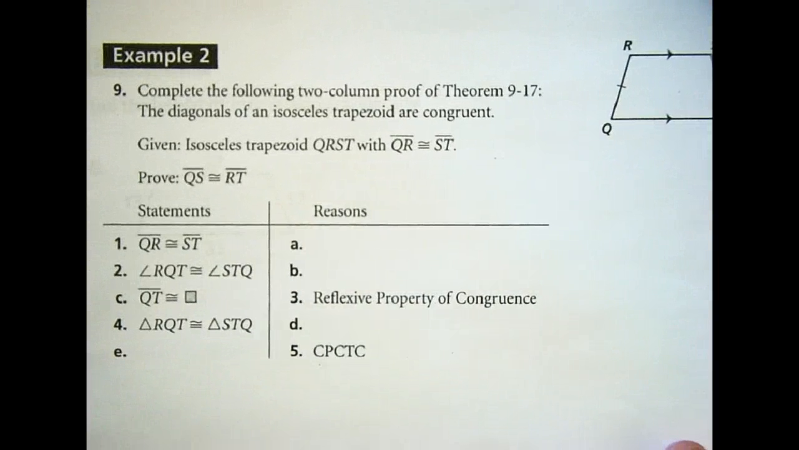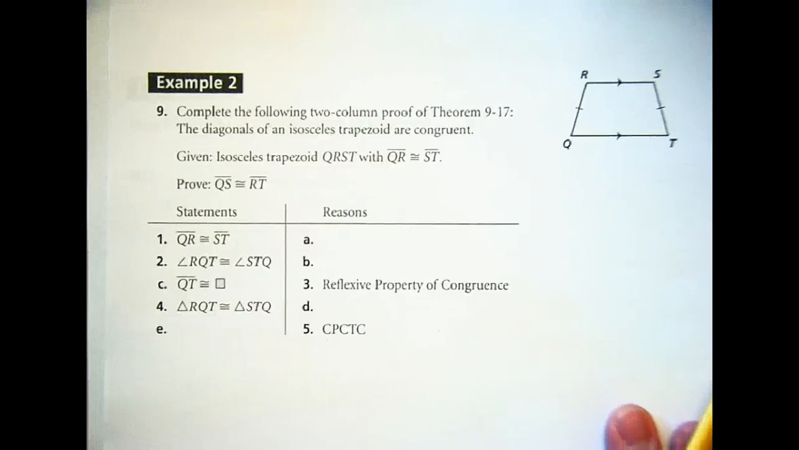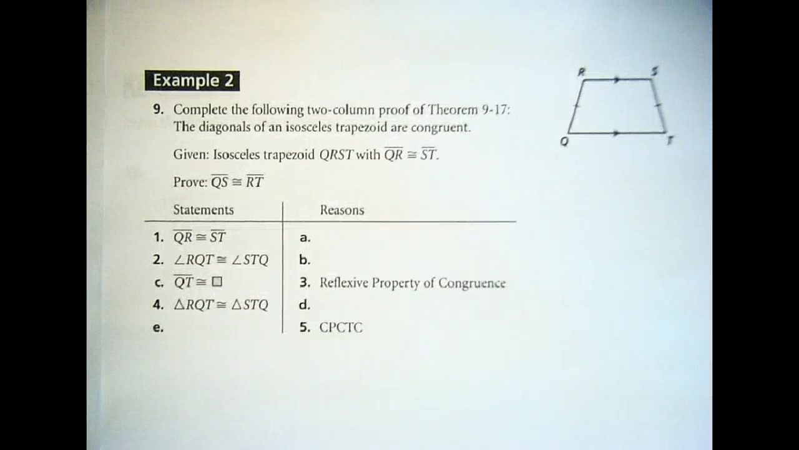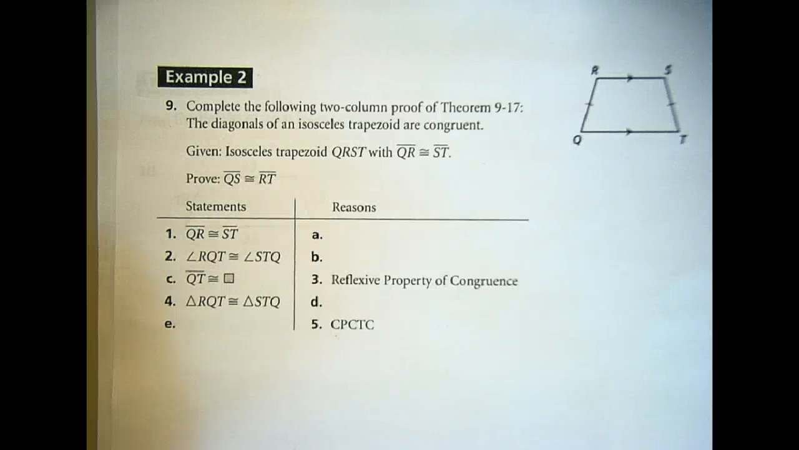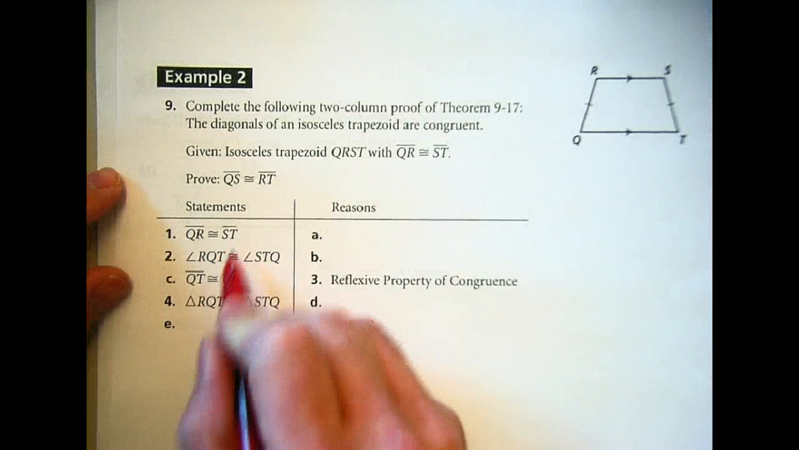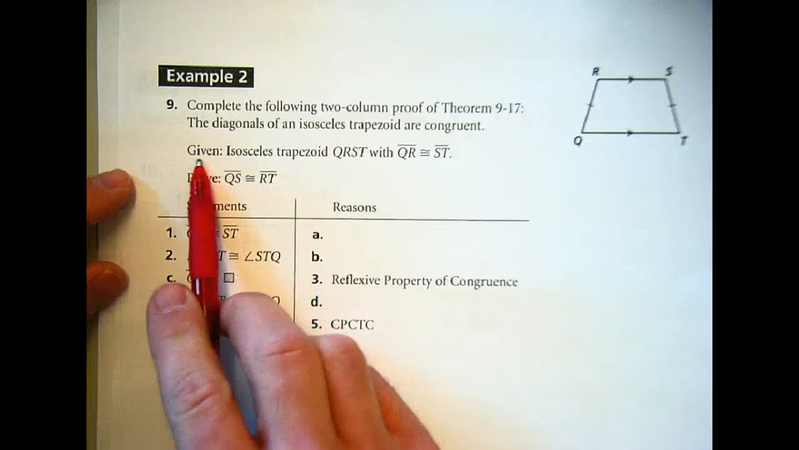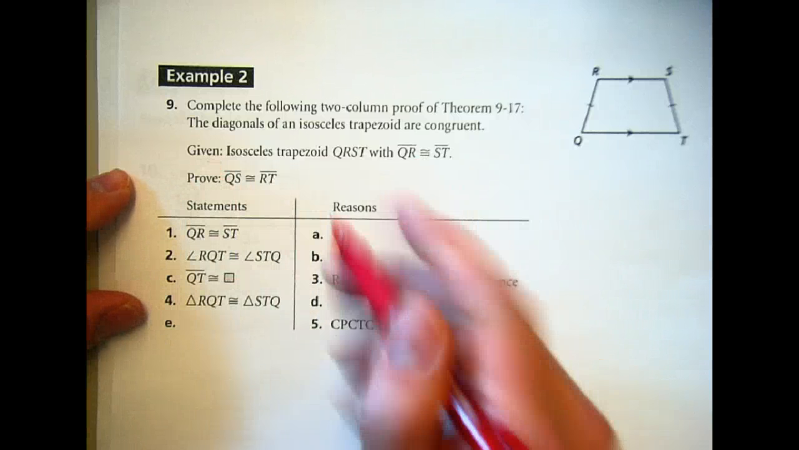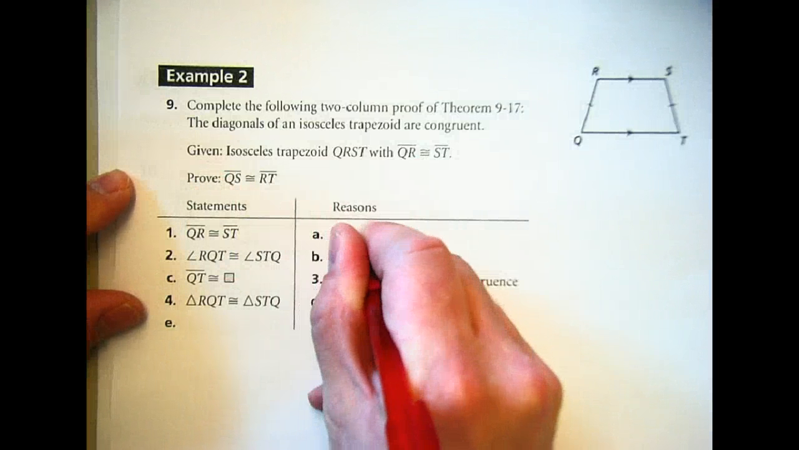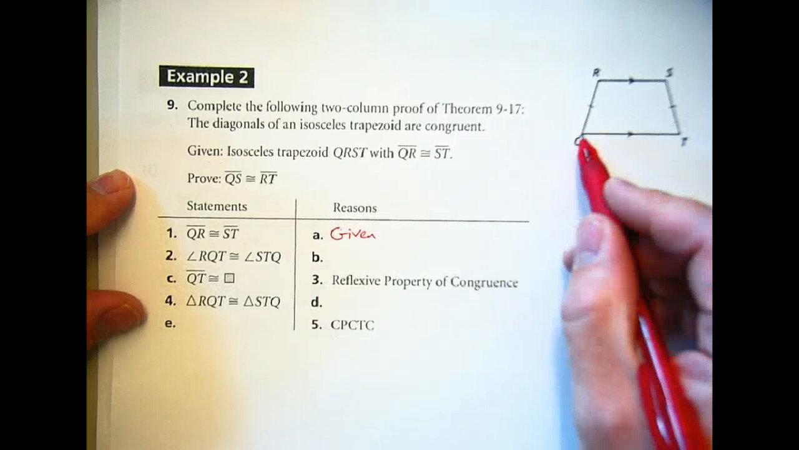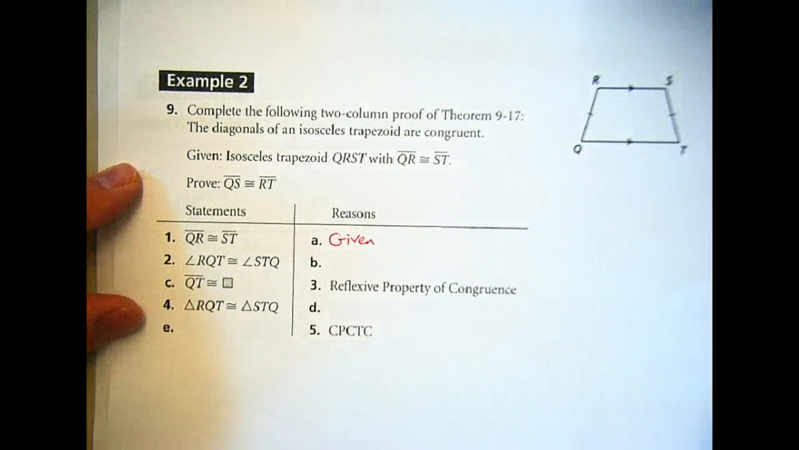Moving back. Number 9. Take a look at number 9. I want you to work with your partner to fill out that proof, please. So when it says diagonals are congruent, number 1, QR is congruent to ST. Well, if we go through our givens, we've got that up there. We're trying to prove that QS is congruent to RT here.